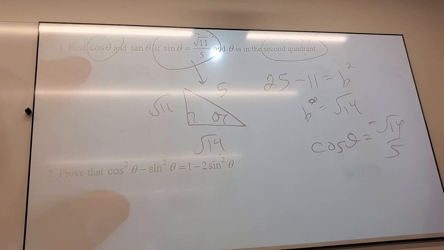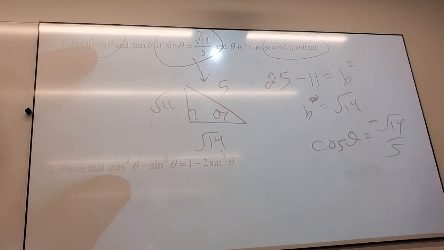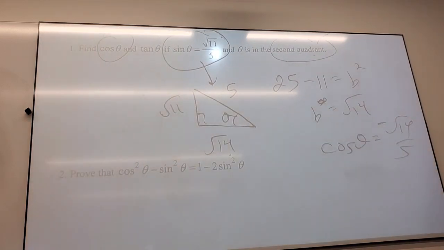Do you see how that's actually kind of nicer? You can agree with me or not. Either way, you've got two ways you can do this kind of problem. And then tangent, same idea, just make the ratio. You know it's negative because it's in the second quadrant.